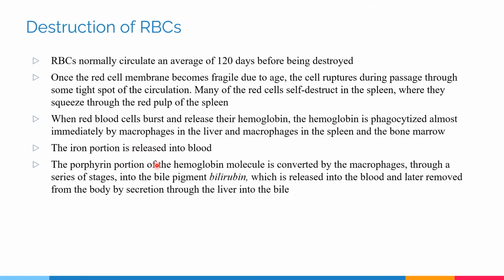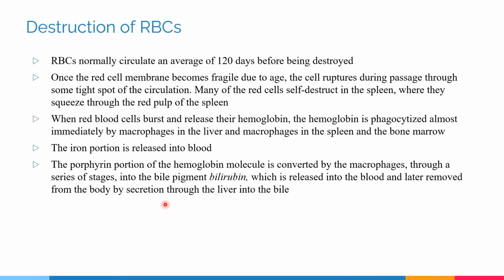Next, only the iron portion of the hemoglobin is released into the blood, and the porphyrin portion of the hemoglobin is converted by macrophages through a series of stages into the bile pigment bilirubin, which is released into the blood and later removed by the liver via bile. So the bile acids that go into our stomach are actually carrying this bilirubin from destroyed RBCs.